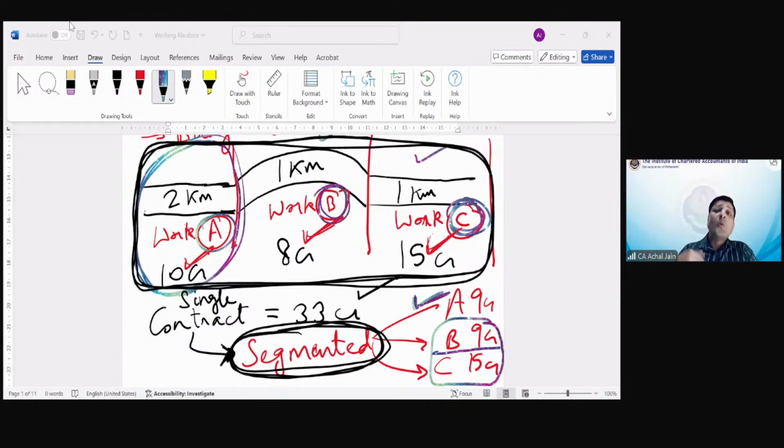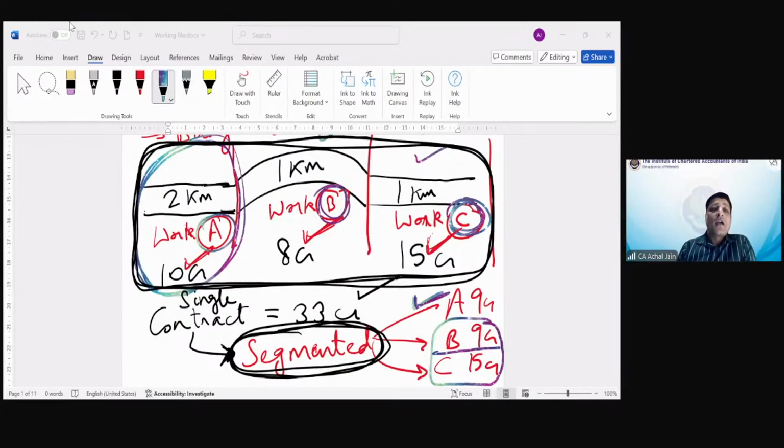The moment you say it's an interrelated contract, then you will not be able to segment that. Yes or no? Because you'll have to say this is a contract wherein works are independent of each other. So it's the other way around. Clear on this? So please remember, the moment you say interdependent, that segmenting element will go away. In such a case, you will have to keep it combined. Yes or no? Great. So Laura is clear on this.